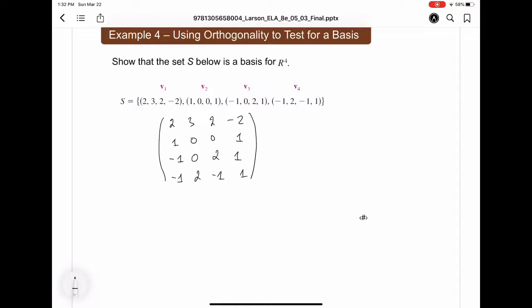This matrix has rows V1, V2, V3, V4. If we show that the rank of this matrix is 4, that means the 4 rows are linearly independent.